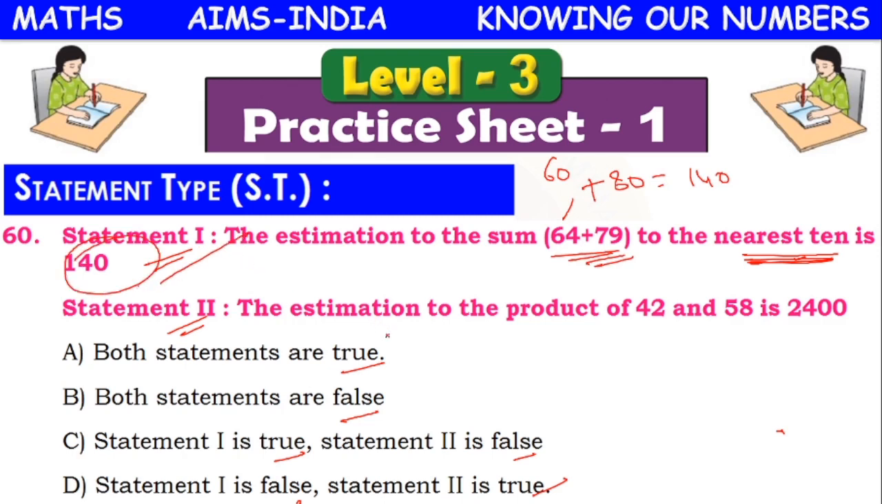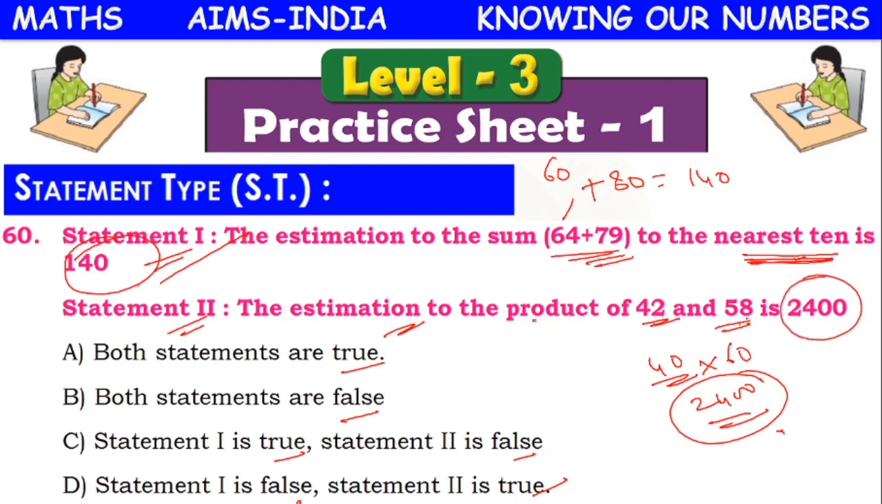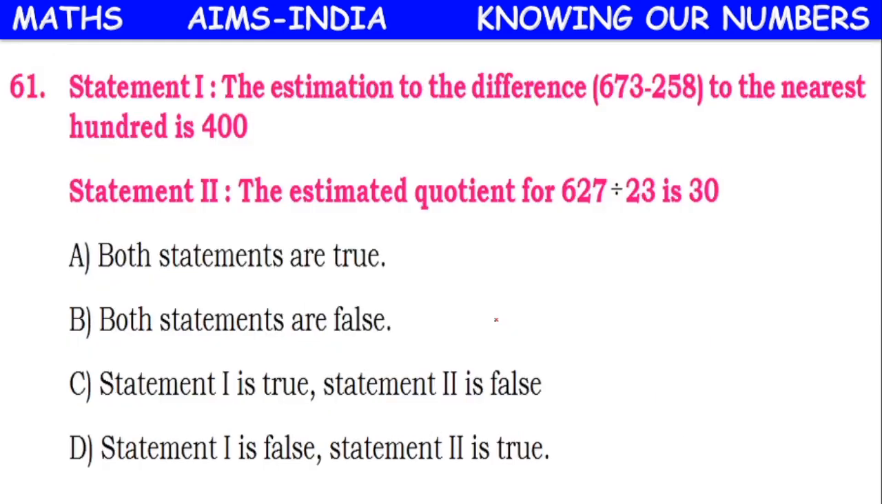Correct. So the estimation of product: 42, nearest number what? 40. 68, nearest 10 what? 60. 40 into 60, 2400. This is also correct. Both the statements are true. A option is the correct option. So next.